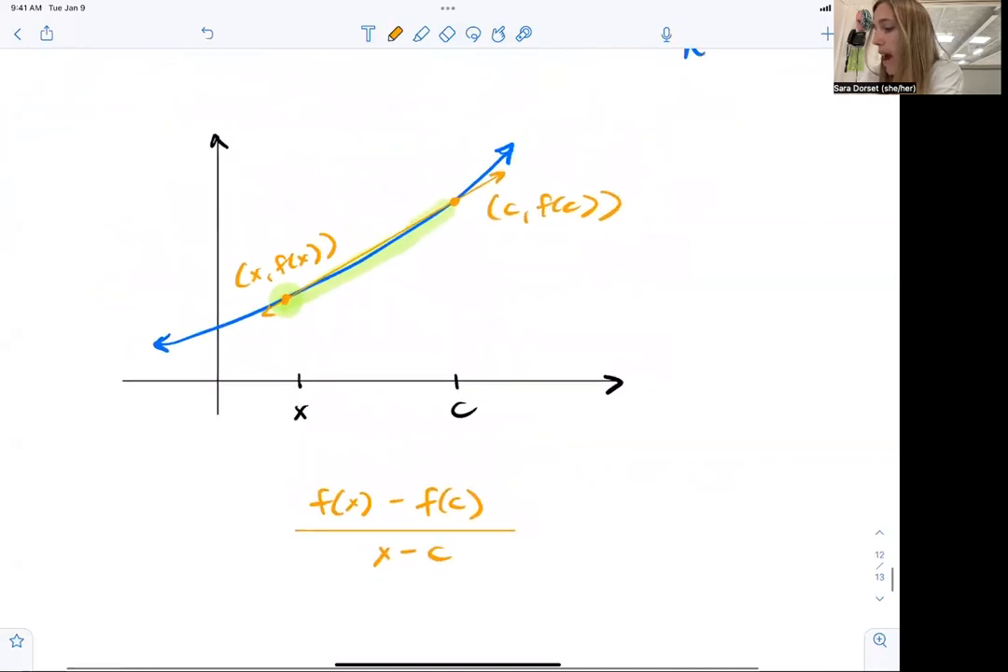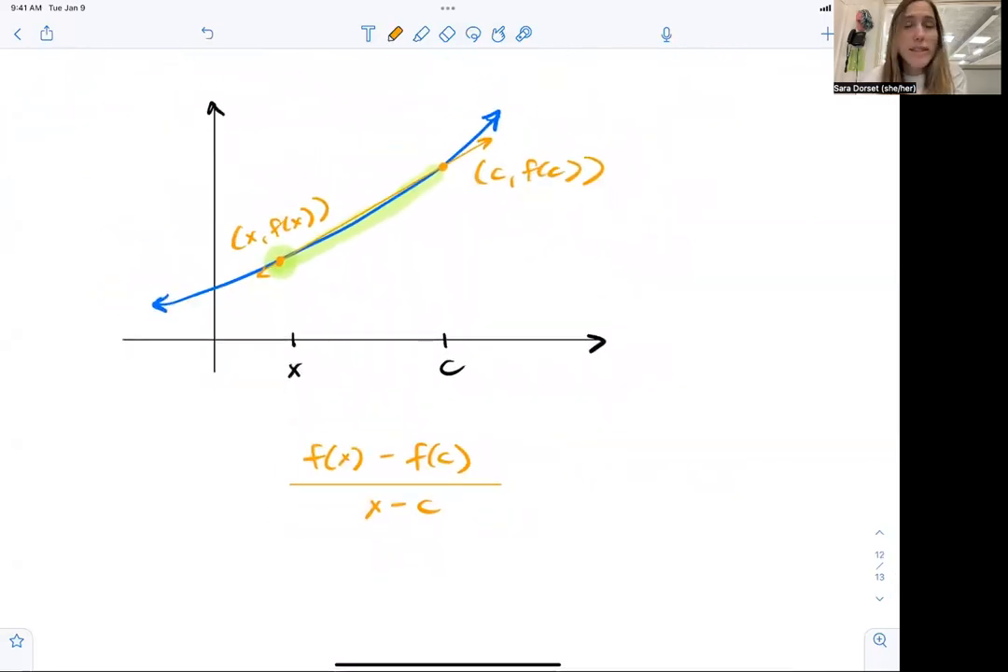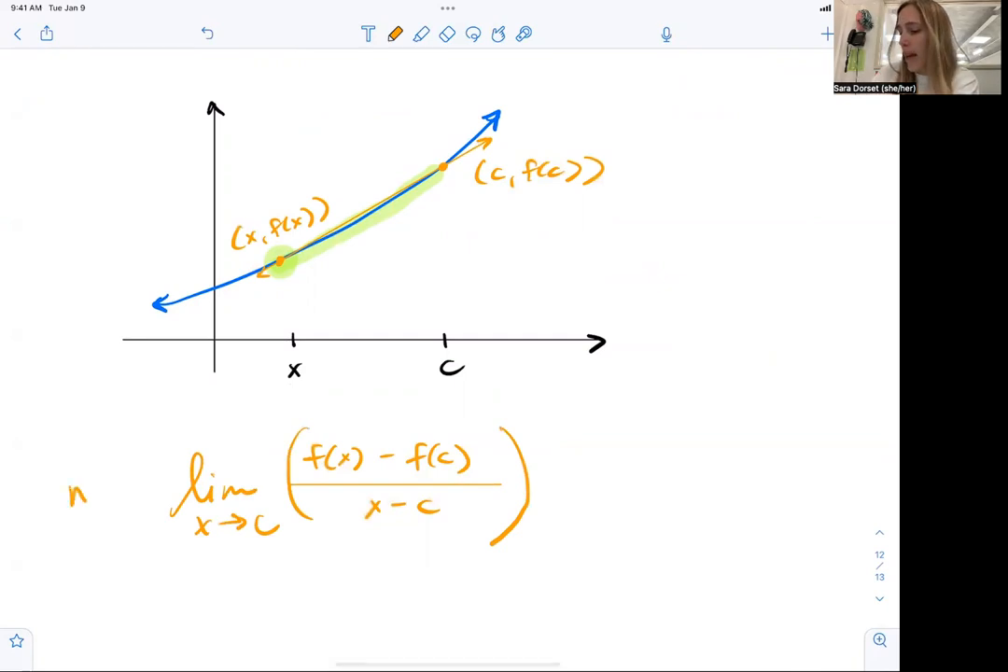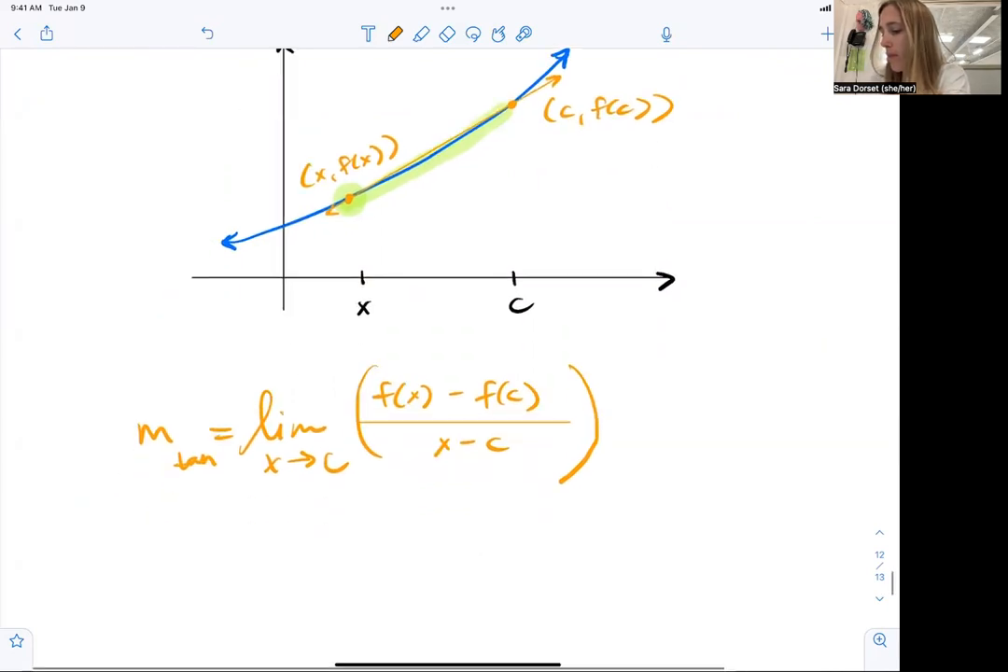So that would represent the average rate of change, the slope of the secant line. But then if we think about taking the limit as x approaches c, that would end up giving us the slope of the tangent line, which is the derivative at x equals c.